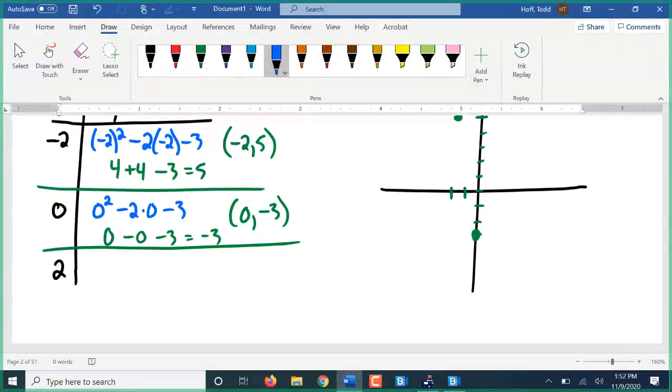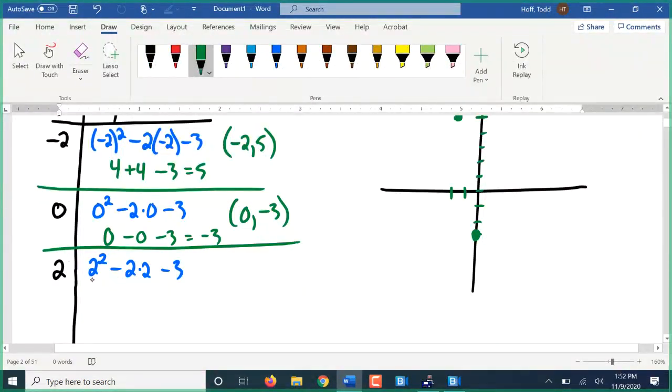Let's try 2 here. If x is 2, what does y have to be? Well, y is 2 squared minus 2 times 2 minus 3. 2 squared is 4. Negative 2 times 2 is a negative 4. Minus 3. 4 minus 4 is 0. Minus 3 is negative 3. So that gives us the ordered pair that when x is 2, y is negative 3. So positive 2, negative 3 is right there.